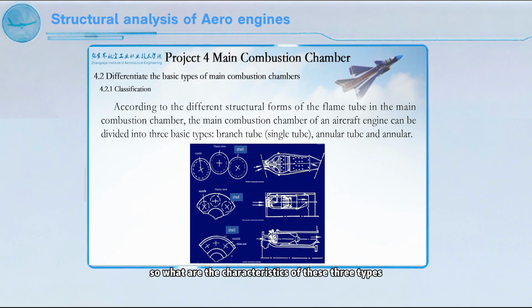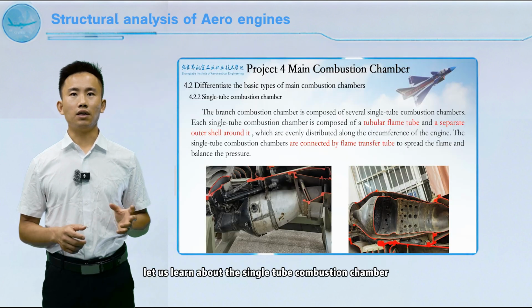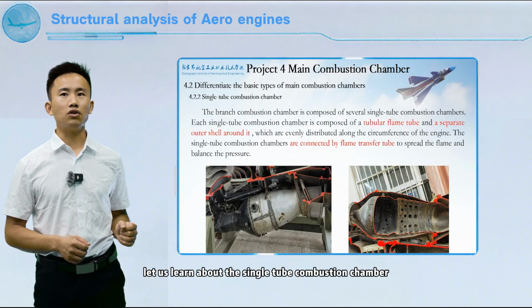So, what are the characteristics of these three types of flame tubes? As shown in the figure, each flame tube of the single tube combustion chamber has a separate casing. Each flame tube of the annular tube combustion chamber shares a casing, and the annular combustion chamber is composed of two cylinders in the middle to form a flame tube structure. Let's learn them one by one. First, let us learn about the single tube combustion chamber.